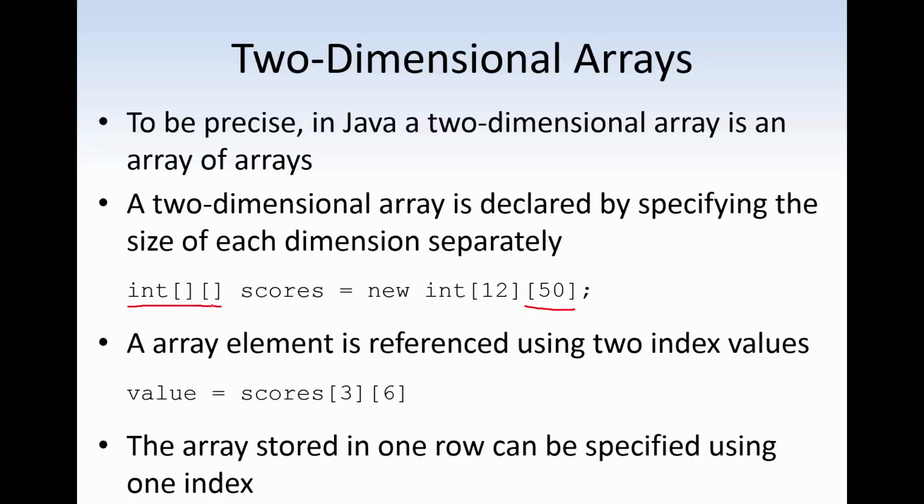If I wanted another dimension, I could add another bracket after that. So maybe I need a cube. Maybe I'm modeling something like a Rubik's Cube. That's what I would need to do.